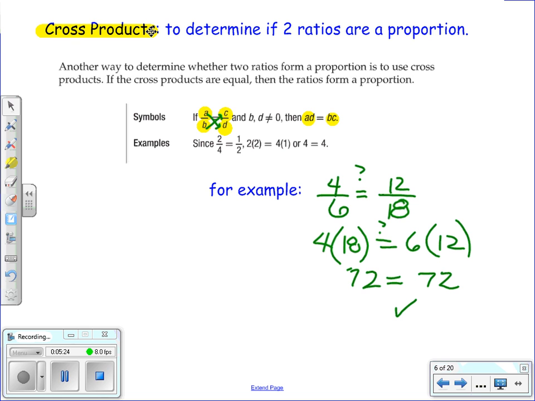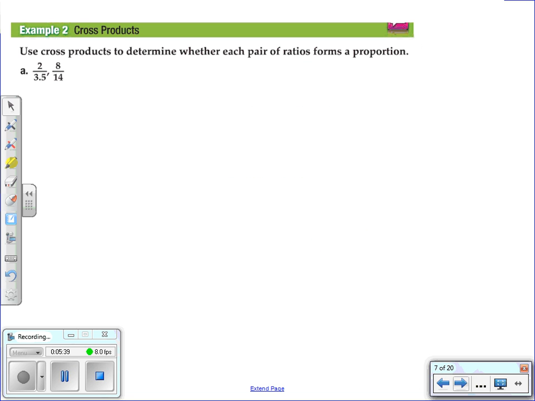We also could have simplified them. True. Could have divided both of them and gotten both of these into their simplest form. But when we get more complicated problems, the cross products is going to be the easier way to go. We'll look at a couple more examples here and you'll see why.